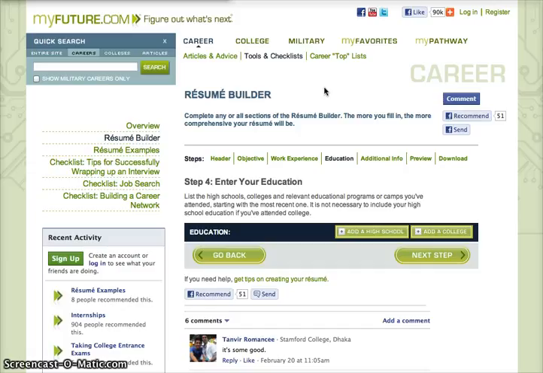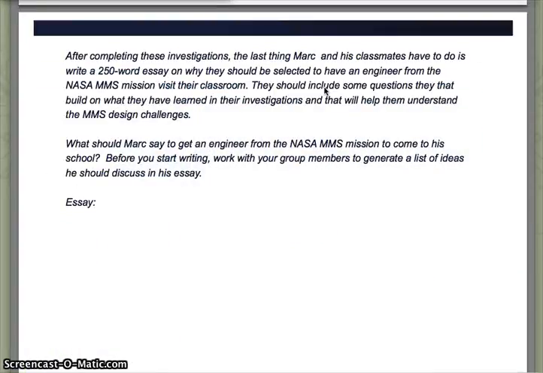So consider, as you're completing this essay activity, as an alternative assignment, perhaps having your students build a resume that details all of the things that they have learned throughout the course of the experimentation that they have conducted thus far.